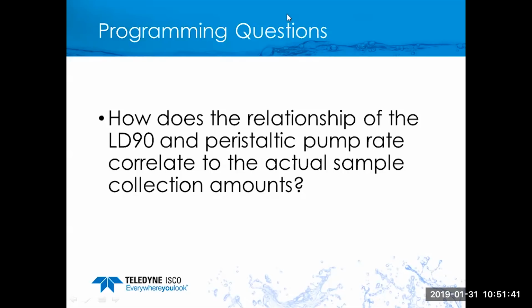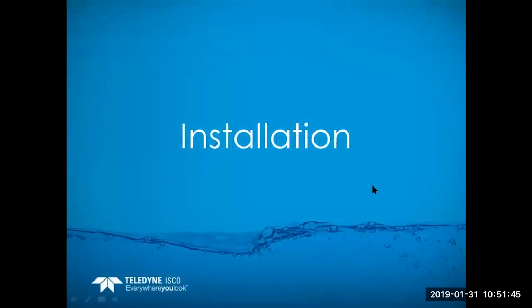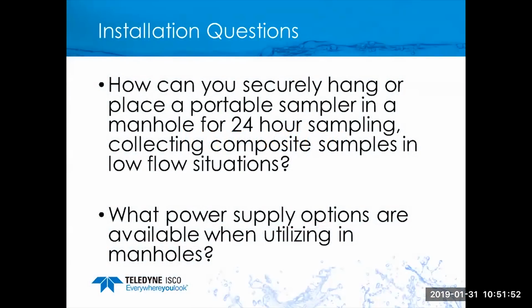We got a few more questions here. We're going to be moving into the next area, which is the questions that relate to installation. So regarding installation, a question comes up is, how can you securely hang or place a portable sampler in a manhole for 24-hour sampling, collecting composite samples in low-flow situations?